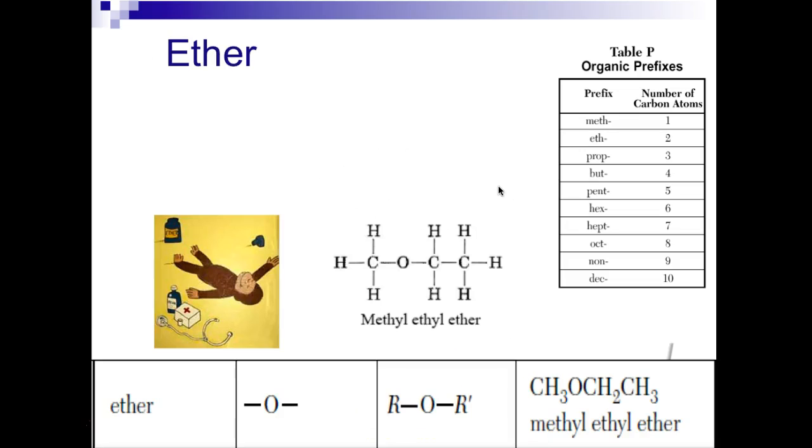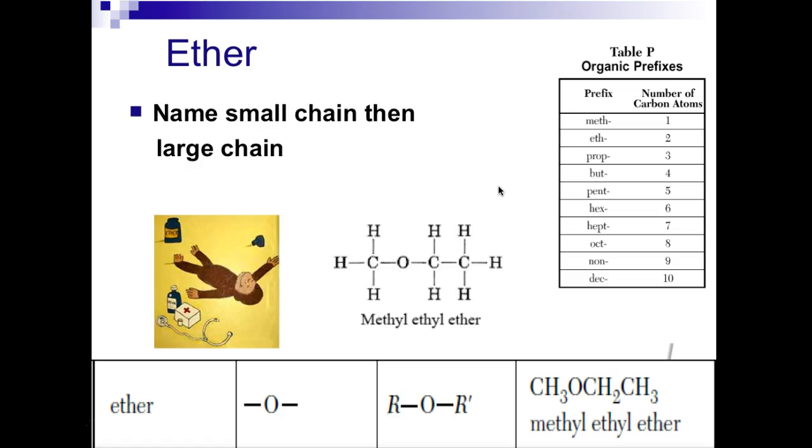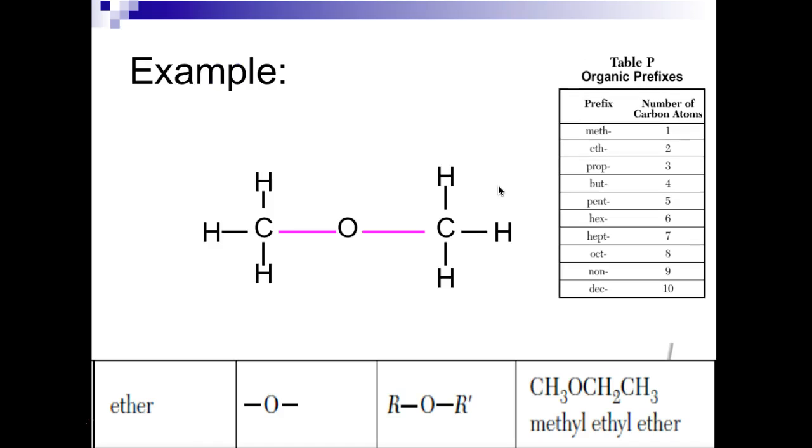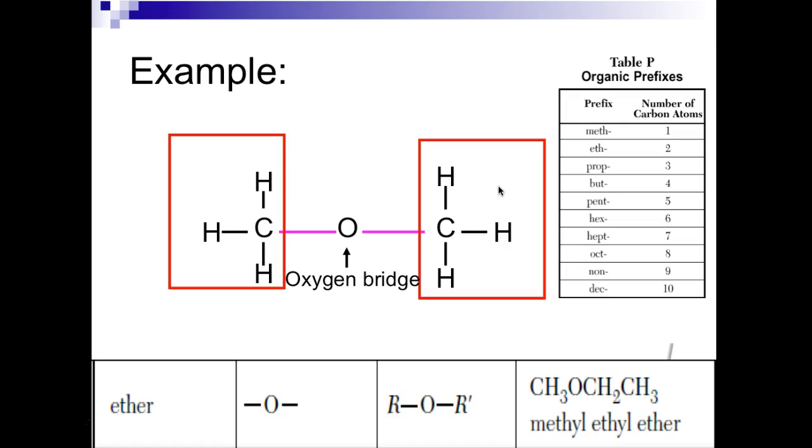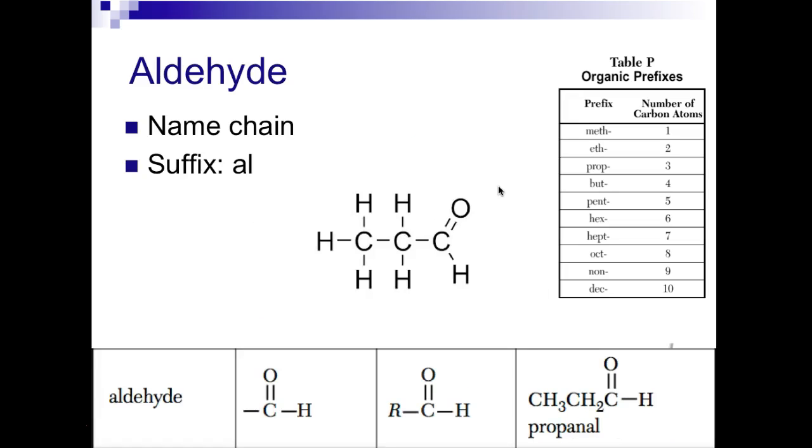Okay, what about an ether? You name the small chain and then the larger chain and use the word ether. So this example would be, there's an O in the middle, so it's an oxygen bridge. On the right side, you're going to name that. This will be a methyl, so it'll be dimethyl ether is the name of this.